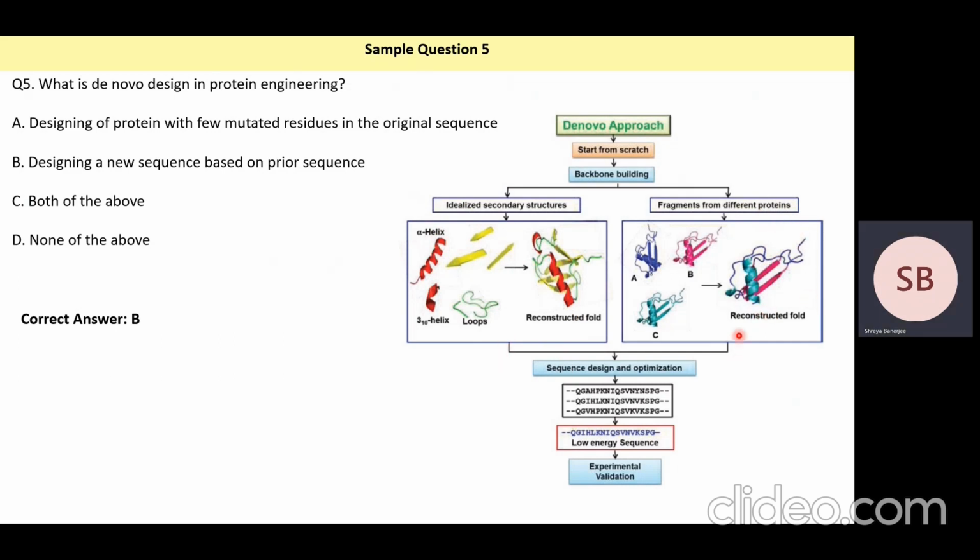Then, using this information, a sequence is designed and optimized to have the lowest energy. And then experiments are used to find whether our predicted sequence has the required function. So de novo protein engineering is designing this new sequence based on different prior sequences. So the correct answer is B.